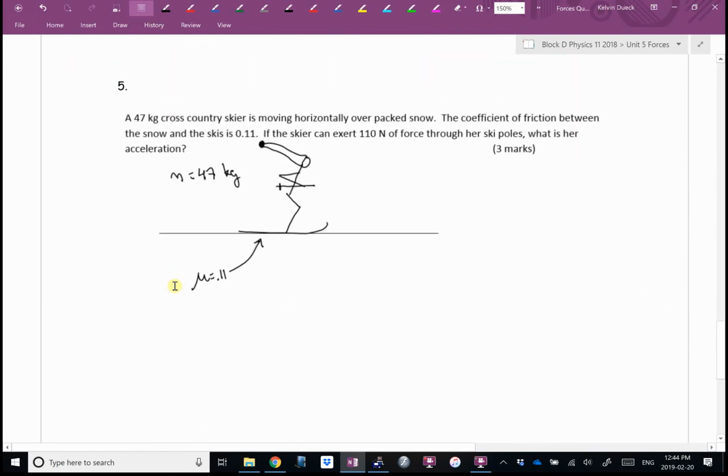Mr. Dueck, yes, Savannah, who drew that wonderful artistic skier? Why, thank you. I drew that myself. Very proud. Oh, okay.